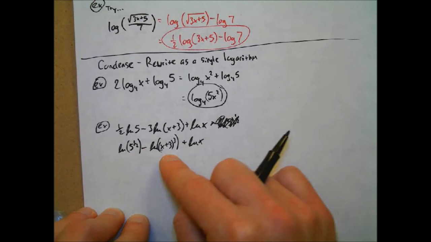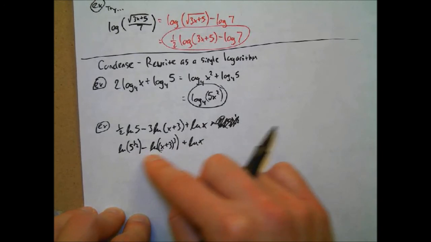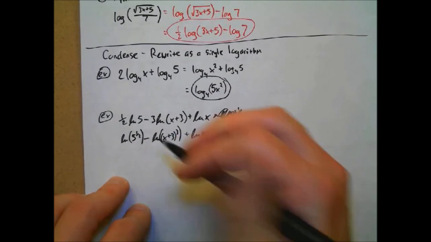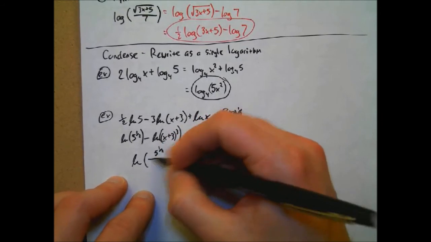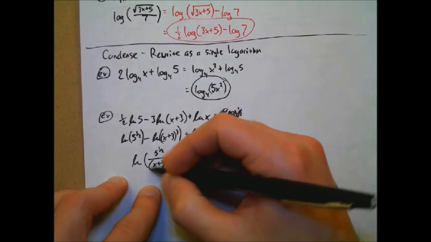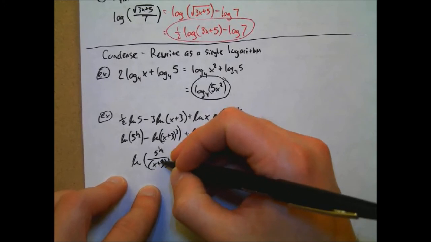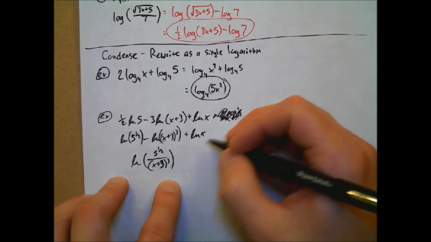How can we combine these together? Using what operation? Division, yeah. So it's going to be natural log of the quantity 5 to the 1/2 all over x plus 3 to the 3rd. And we still have that plus the natural log of x on the outside.